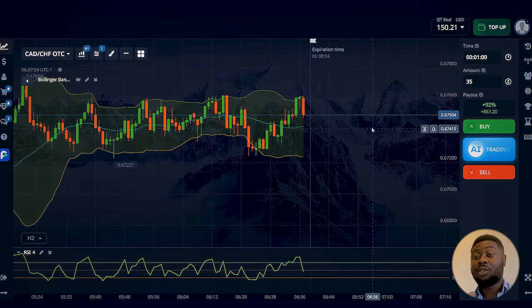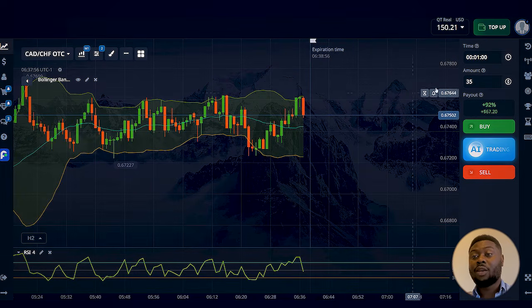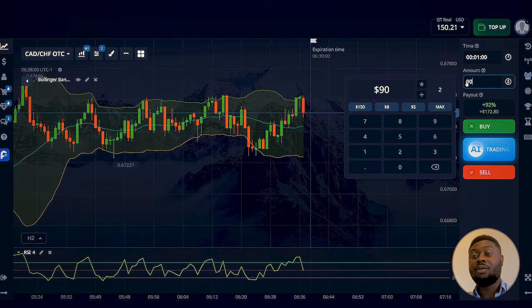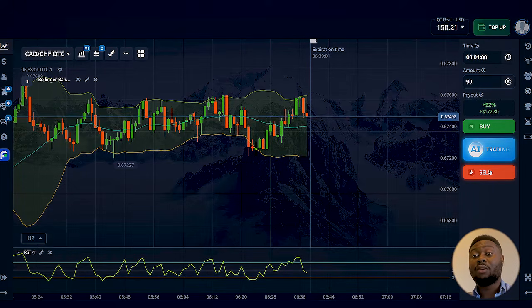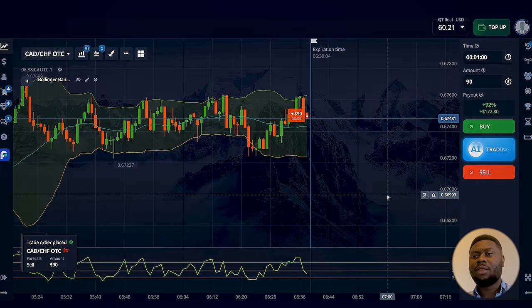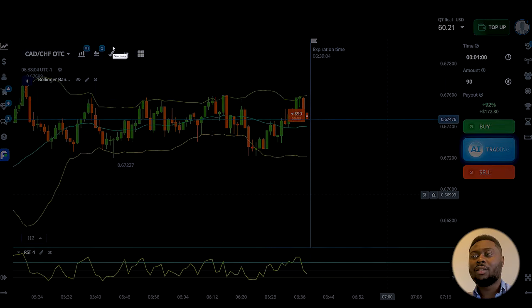I found a situation in which I can open my first trade. The currency pair is perfect for working with this strategy. The trade time will be 1 minute. I will start with an amount of $90. I think that the price will decrease.